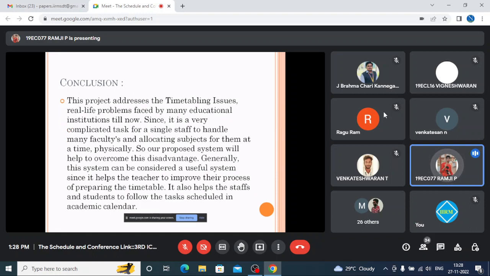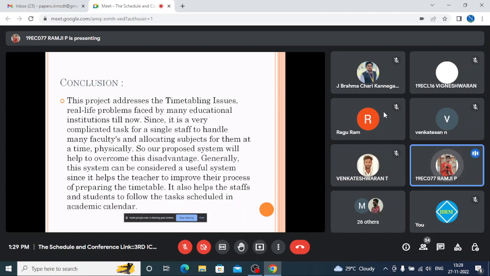Coming to the conclusion, this application surely helps the faculty, for whom generating a timetable becomes a major issue. It is very helpful and a very easy process for them. Simply they have to enter the details and click generate, and the timetable is generated. They need not work physically, and this smart application also helps to follow the academic calendar completely.